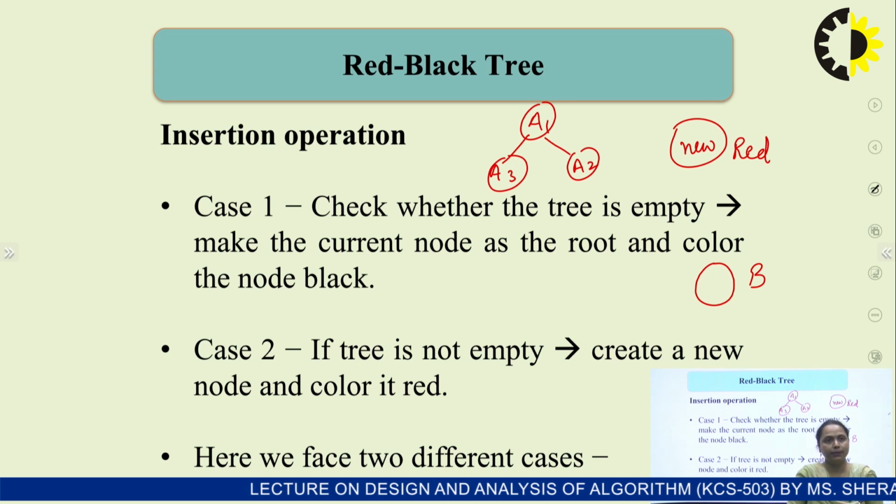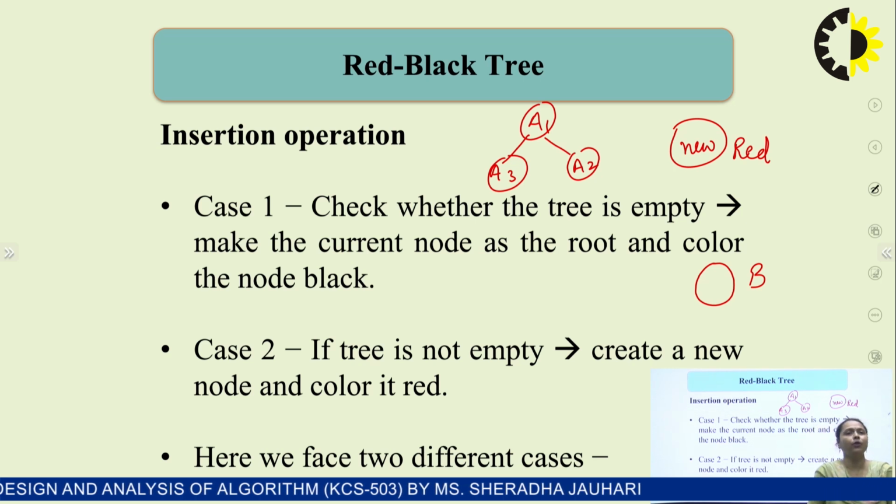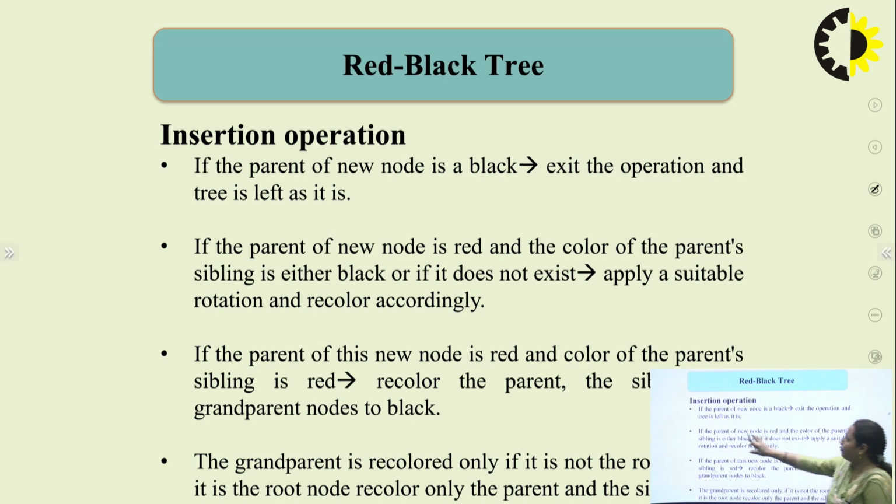That is, the tree is either balanced or not. Maybe all the properties of the red-black tree are fulfilled accurately, or it may be a case that one or more properties of the red-black tree are violated. So, as per the violation of properties, we will decide the case, either by performing rotation or by recoloring the node. So, if the parent of the new node is black, then there is no issue. We can simply add that node and just exit.